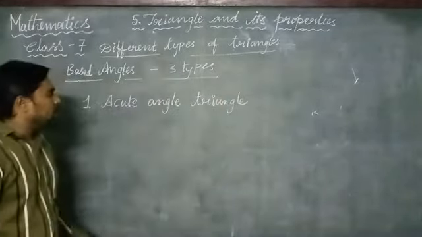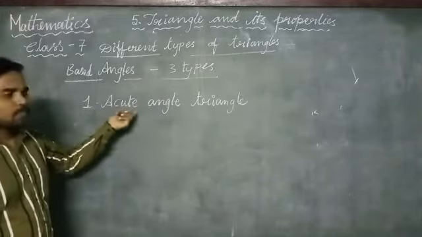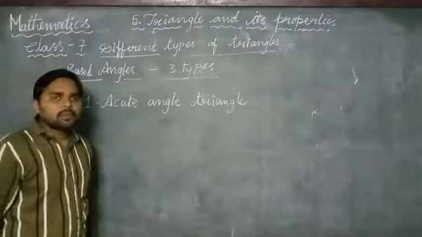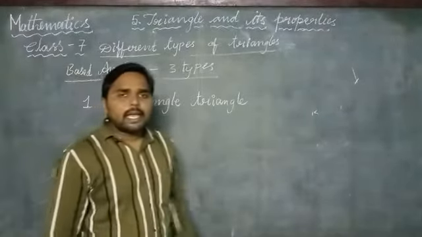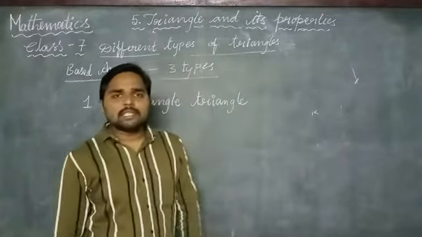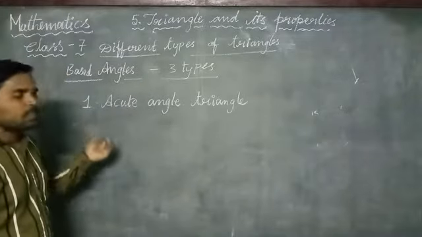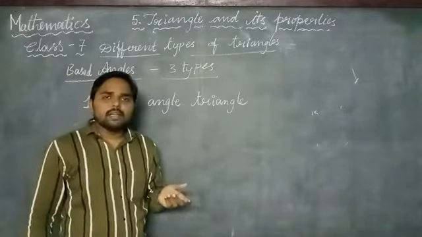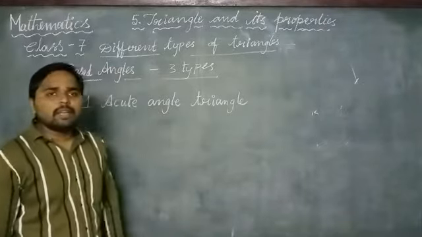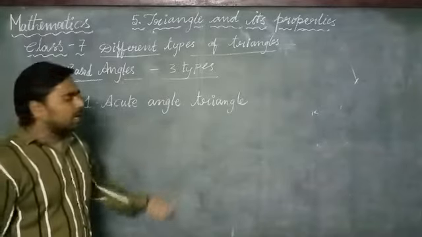Before we look into the acute angle triangle, we should know about the acute angle. An acute angle means an angle which is less than 90 degrees. An acute angle triangle means a triangle having all acute angles. If a triangle has all acute angles, it will be treated as an acute angle triangle.